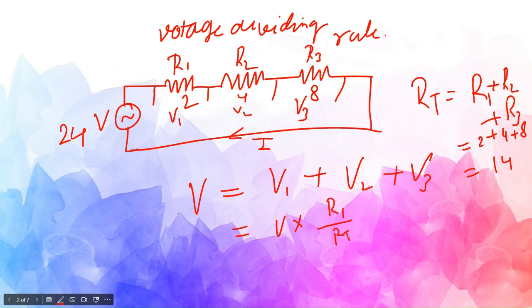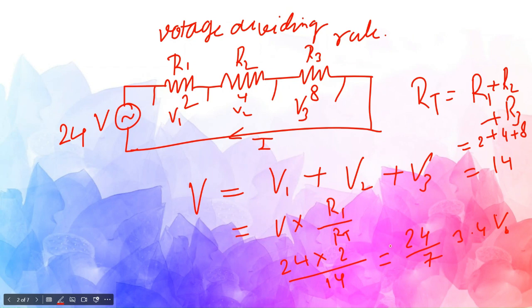So the V1 would be V, which is 24, into R1, which is 2, divided by 14. That is equal to 24 by 7. So 3 point something, almost equal to 3.4 volt, right?